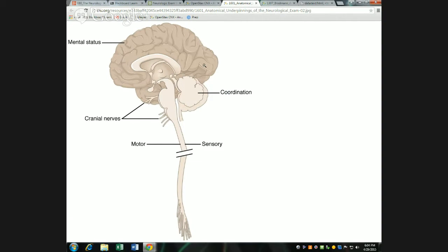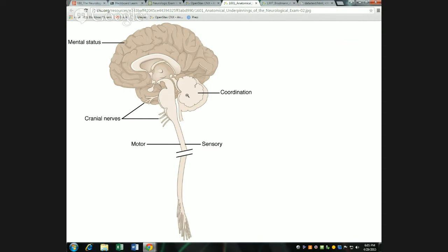Mental status is really looking at cerebral function. Now, it's not just the cerebrum. There are some structures that have to do with cerebral function that are in the diencephalon and that sort of thing, but it's more forebrain functions. The cranial nerve exam obviously is looking at the cranial nerves, but most of them are attached to the brainstem. Now, cranial nerve 1 is attached to the cerebrum, cranial nerve 2 is attached to the diencephalon, but 3, 4, 5, 6, 7, 8, 9, 10, 11, 12 are all attached to the brainstem. So we usually think of it as the brainstem-oriented part of the test.